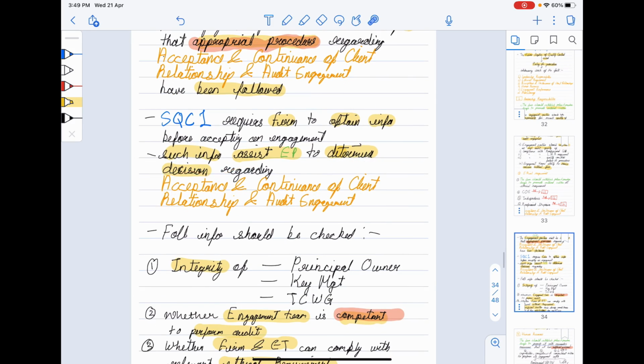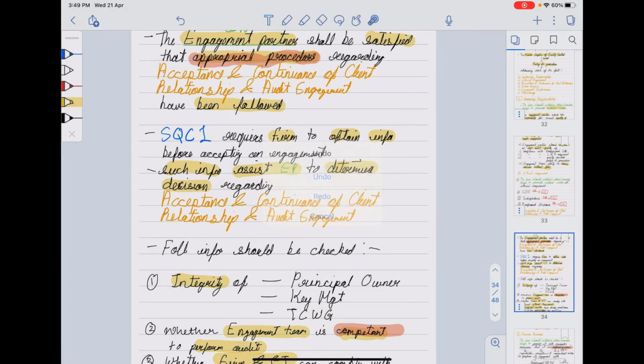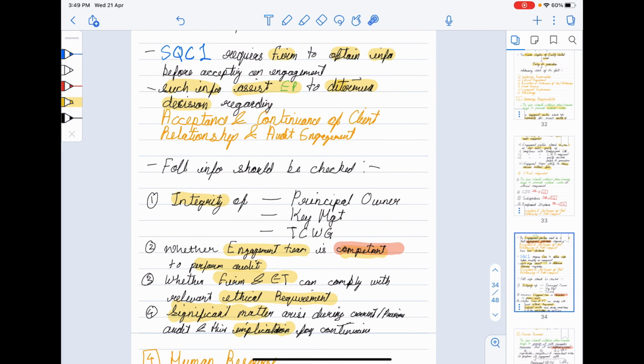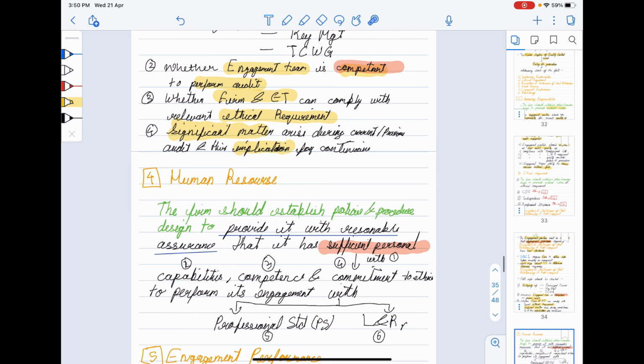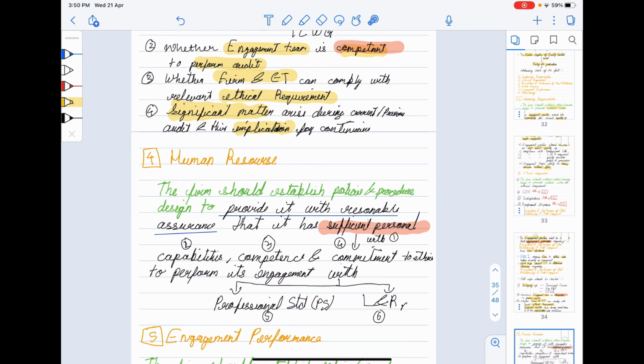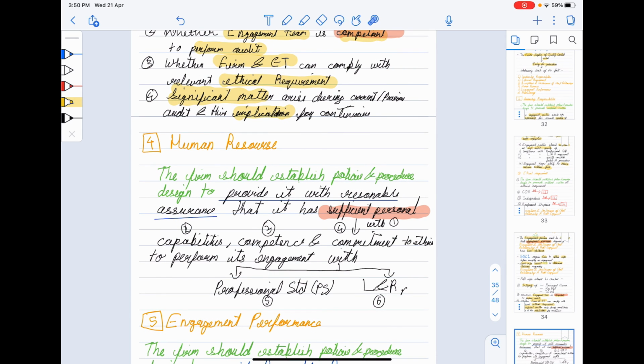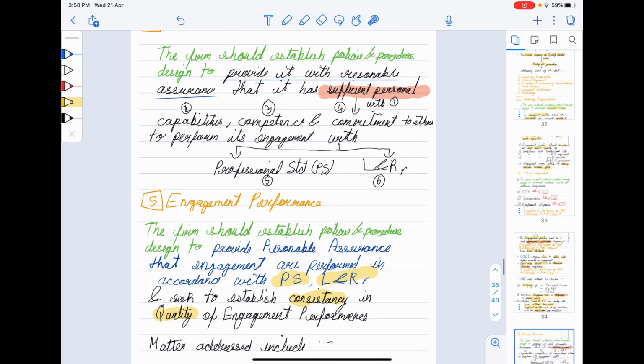Then the following information should be checked. First one is integrity of principal owners, key management, TCWG. Second one is whether the engagement team is competent to perform the audit. Third is whether the firm and engagement team can comply with relevant ethical requirements, and significant matters arising in previous audit and their implication for continuance. Fourth one is human resources. The firm should establish policies and procedures designed to provide reasonable assurance that it has sufficient personnel with the capabilities, competence, and commitment to ethics to perform engagements in accordance with professional standards and legal and regulatory requirements.